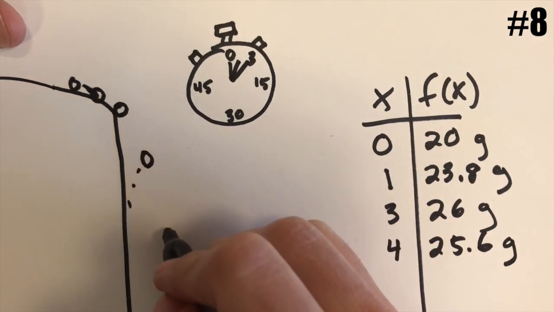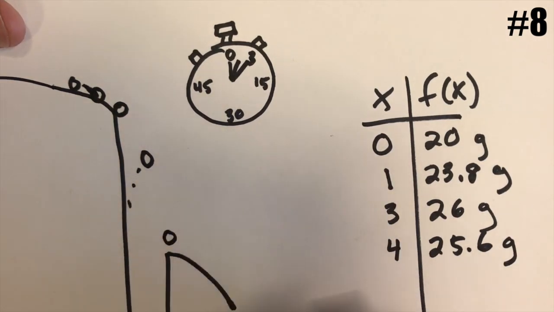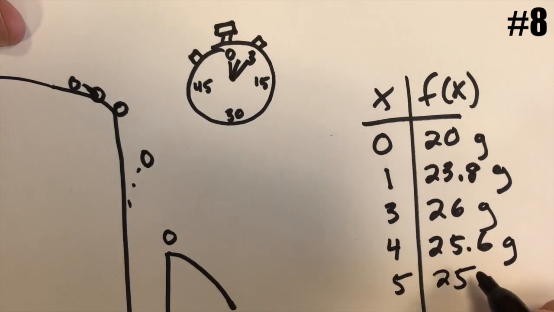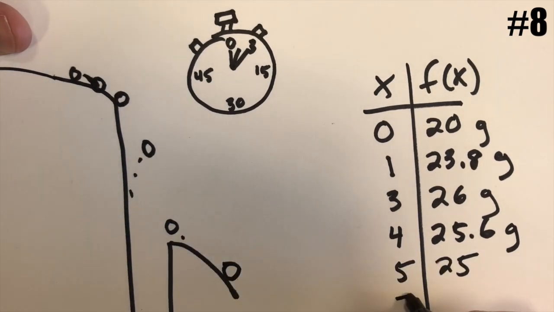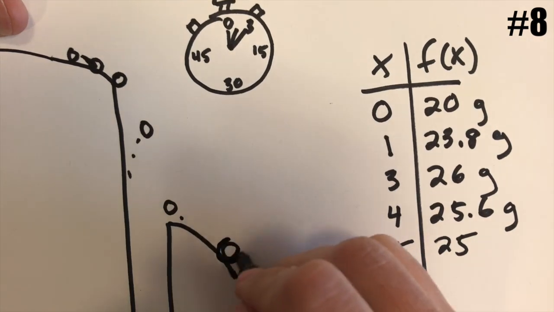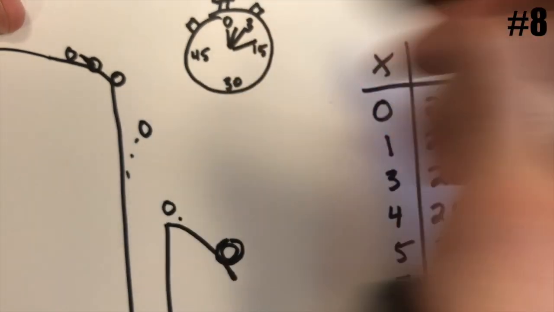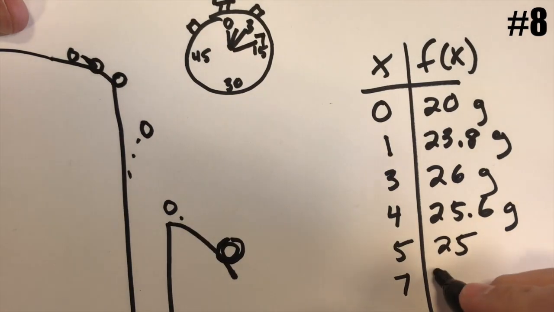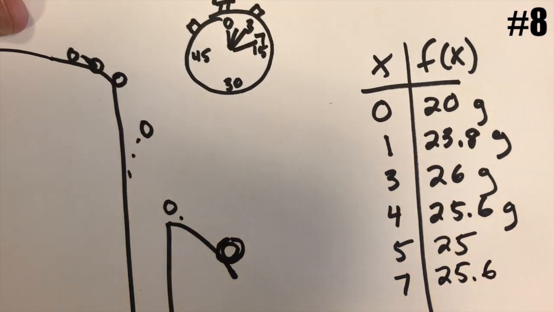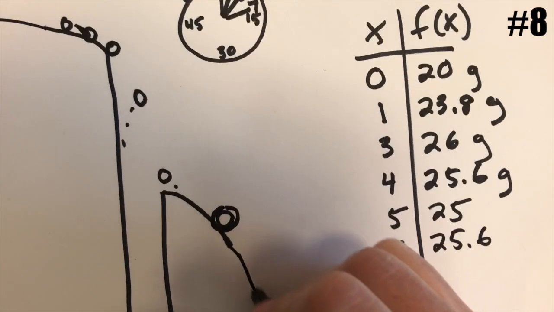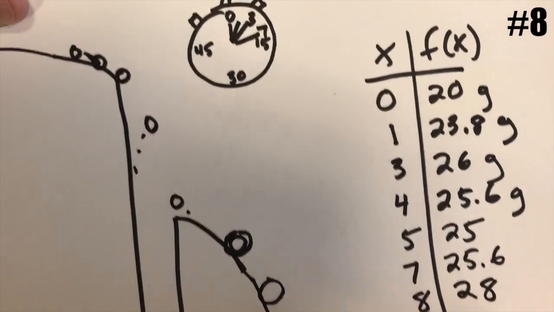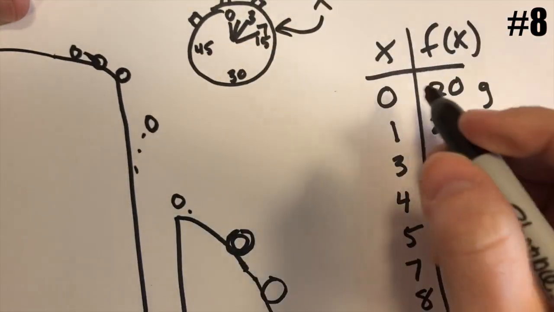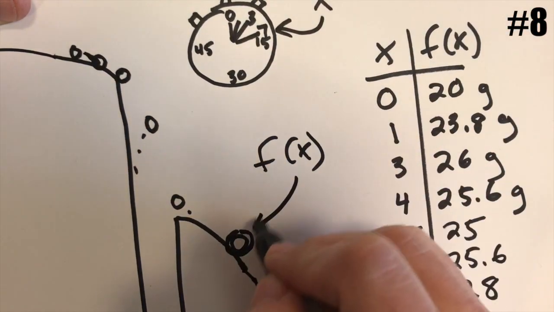It continues to fall, and by the time it gets here, 5 seconds, it's at 25 grams. Then it hits again, and down here after 7 seconds, and this is our last piece of data, it starts to pick up snow again. So now we're at 7 seconds, and it's 25.6 again. And after 8 full seconds, it's actually gone up to 28. So again, if x is the time in seconds, and f of x is the mass of the snowball over time.